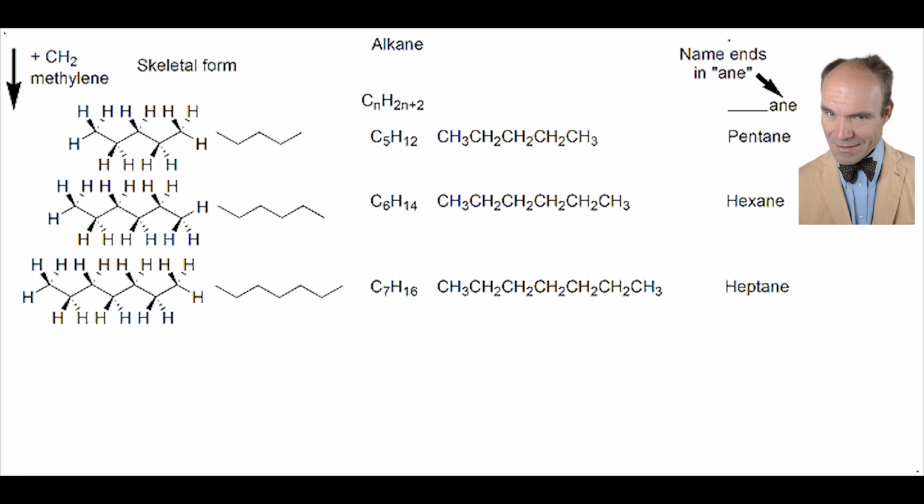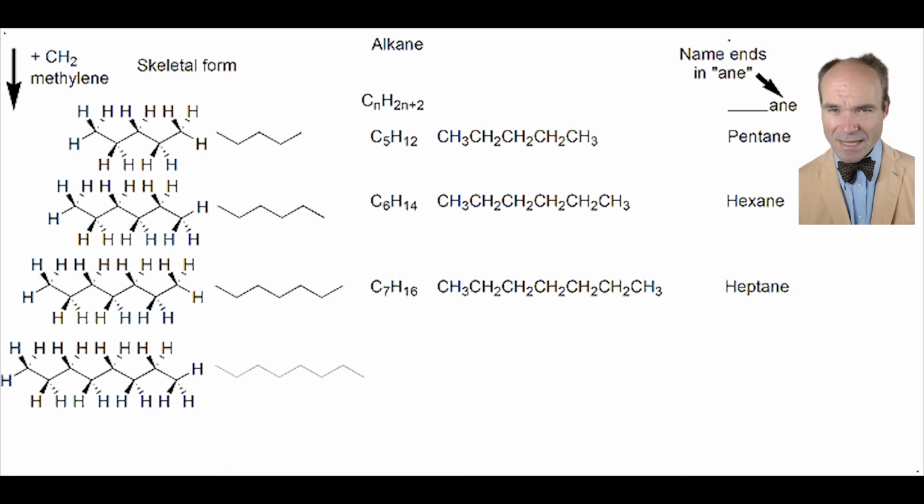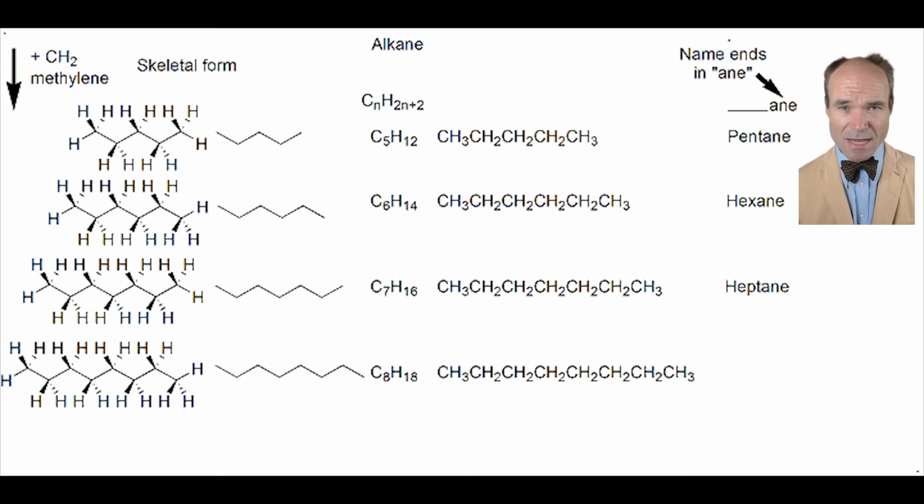Going from there, 1 carbon more, we are looking at this structure. Here is the simplified version. The molecular formula now is C8H18. The condensed form is CH3, CH2, CH2, CH2, CH2, CH2, CH2, CH3. The name is going to end in ane with oct, telling us that there are 8 carbons. So this is octane.